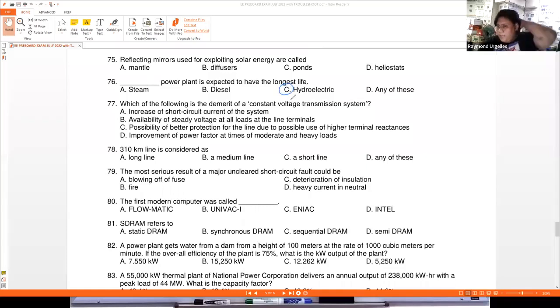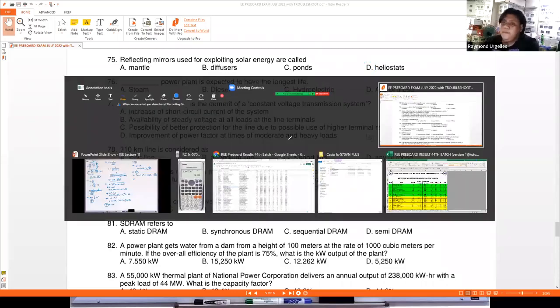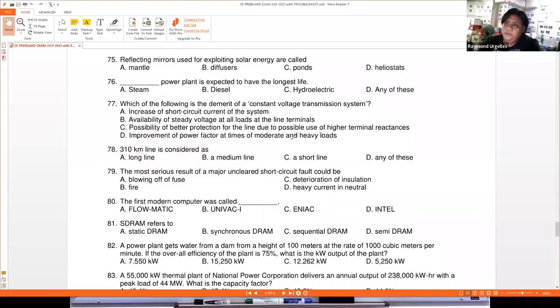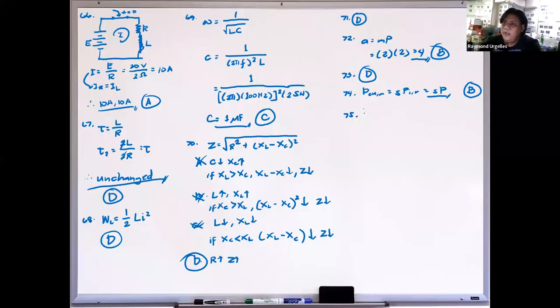So which of the following is the demerit of a constant voltage transmission system? So yung sagot dito is increase the short circuit current of the system. Okay? Number 78, 310 kilometers line. So again, we have heliostats, hydroelectric, increase of short circuit current system, DCA. So again, sulat ko muna dito. Okay, so again, this is D, C, A.